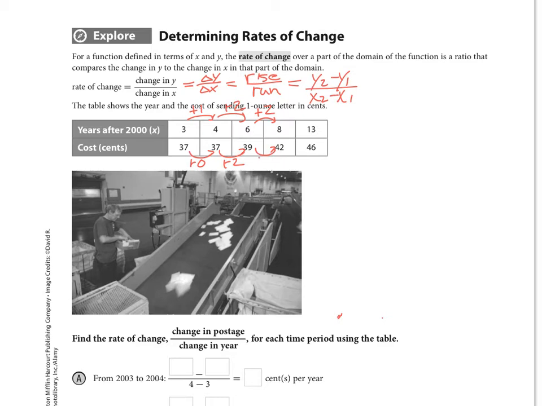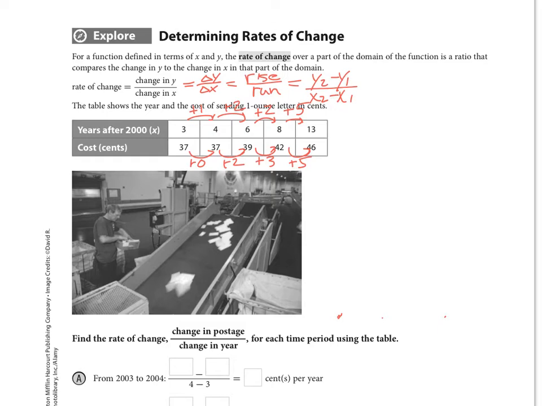Here we had a change of 3. Here we had a change of 5. And then here we had a change of 4. So there's no consistent set pattern. So this is not a constant rate of change. This would not be a linear function here. But if we want to, we can determine rates of change based on certain criteria.